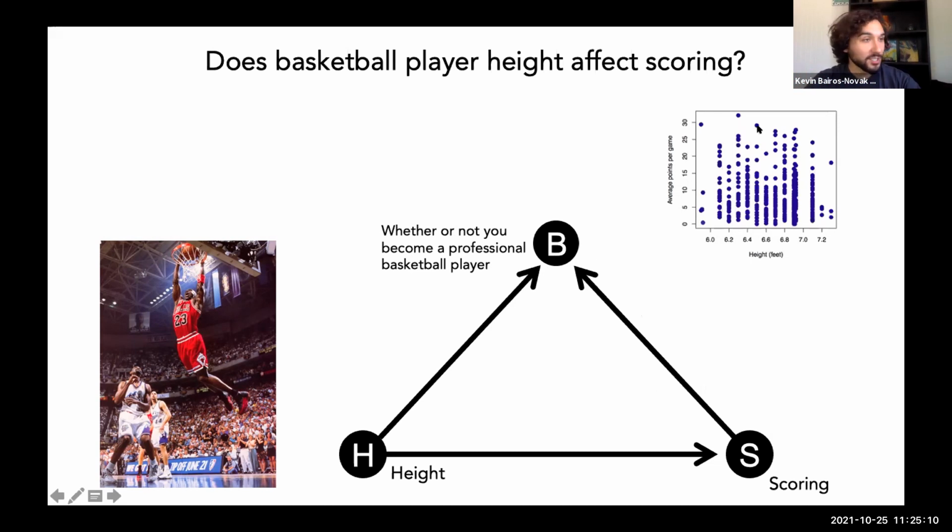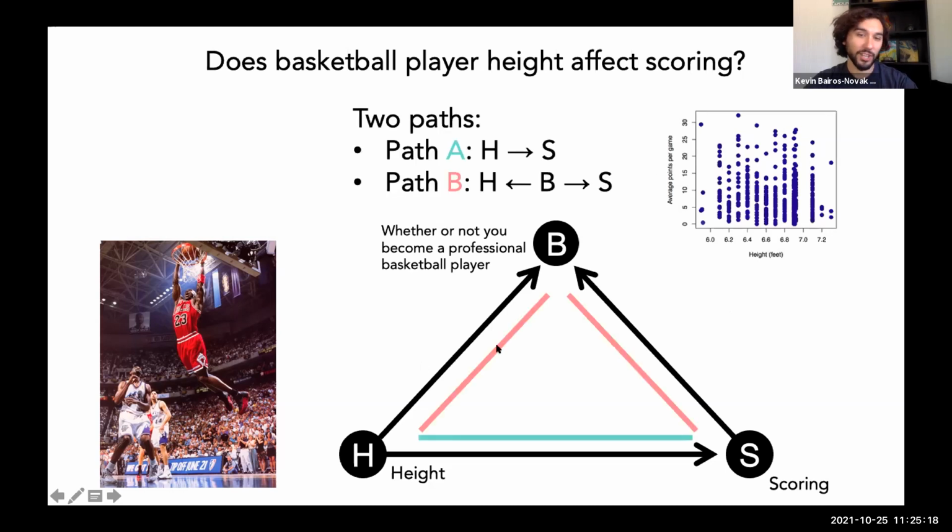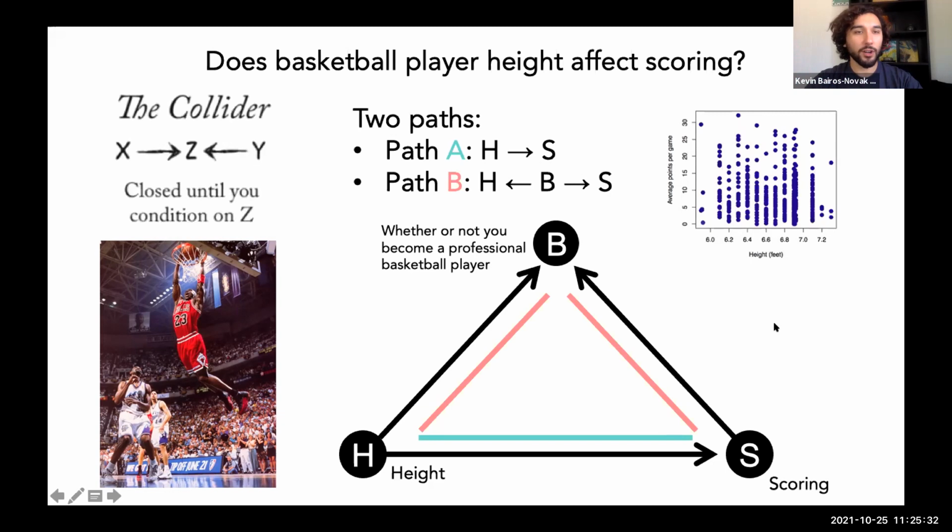Now, in this analysis, the reason why it doesn't make sense and there's no relationship between height and scoring ability is because we've kind of conditioned on B already. And sorry, here are the paths. If we just look at the paths, there's H to S and H to B. Oops, those arrows are backwards. It should actually be going towards B, my mistake. H towards B and then S. And this is called the collider. The collider is a lot different from the fork and the pipe that we've seen. It's the opposite. It's always closed until you condition on the middle variable.